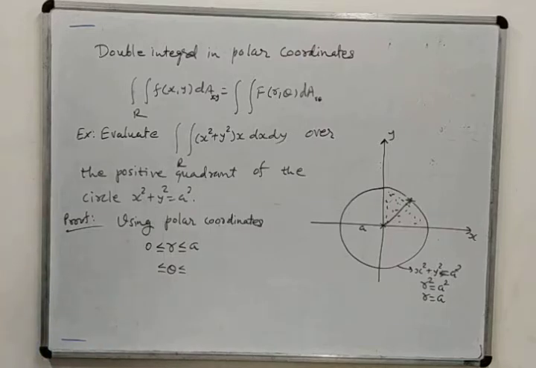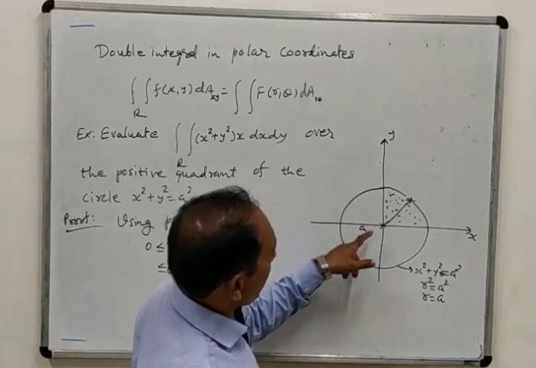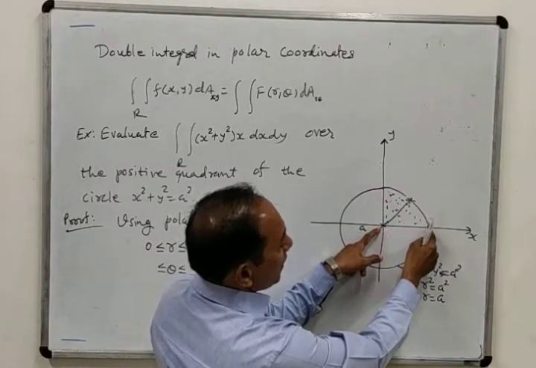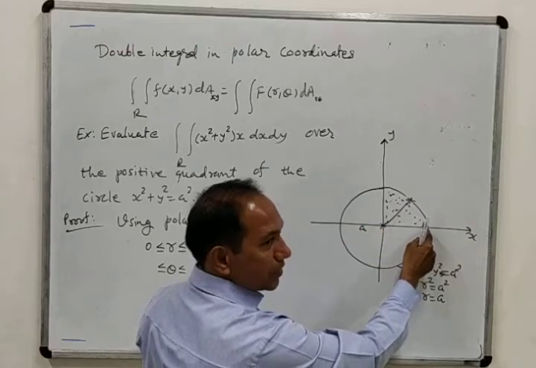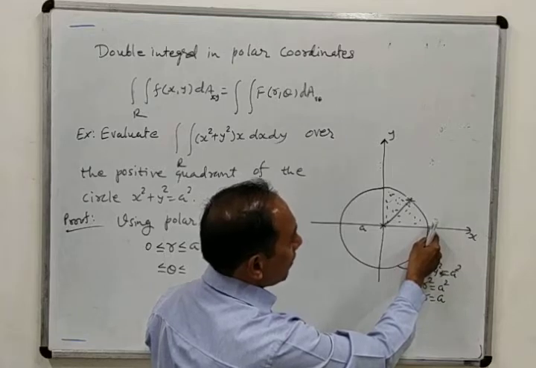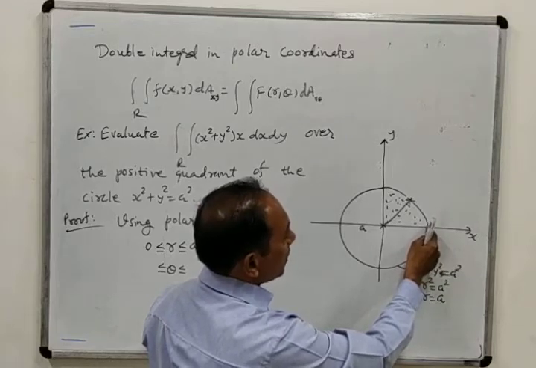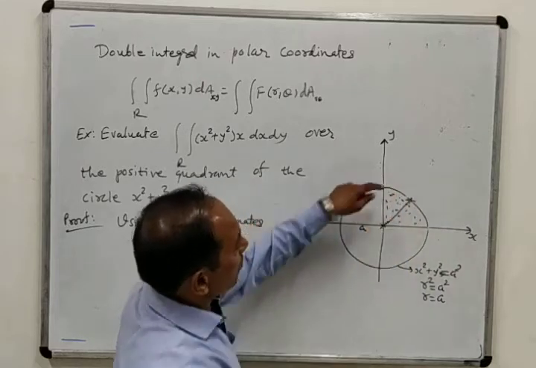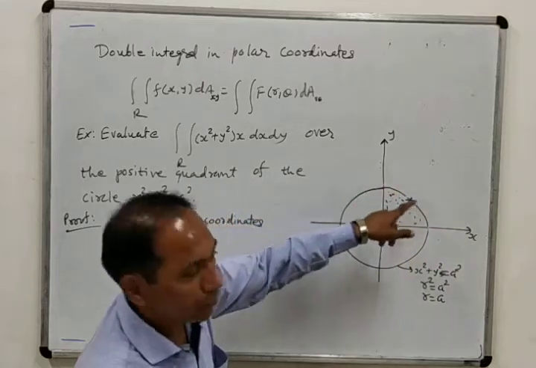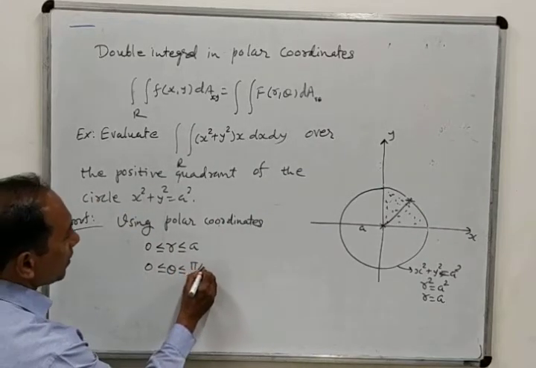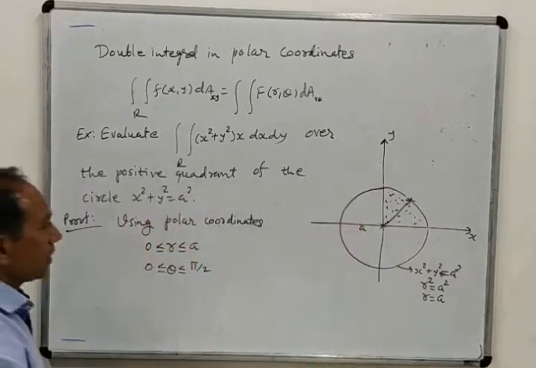Okay, now we will determine the limits of theta. To find the limits of theta, this point is fixed and this point is moving, so we will start from this point. Always we start from the positive x-axis to measure the angle. So here we will consider theta equal to 0, and then we will move in this direction, and we can reach up to this because the region is given in the first quadrant only. So this is from 0 to pi by 2. Okay, pi by 2 angle is covered.